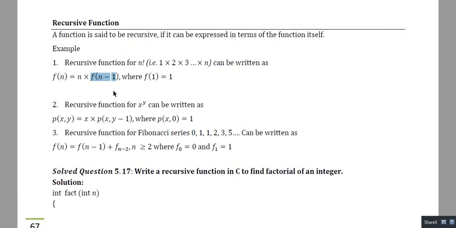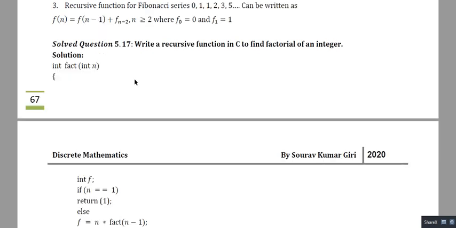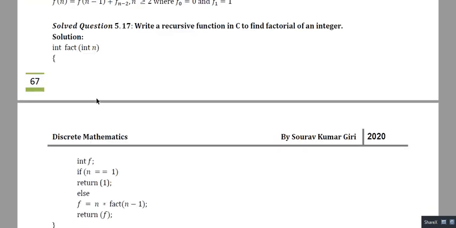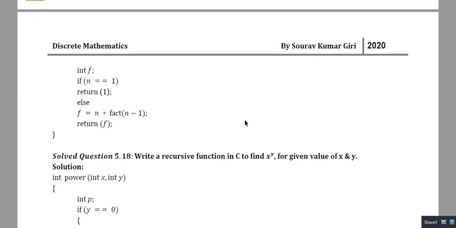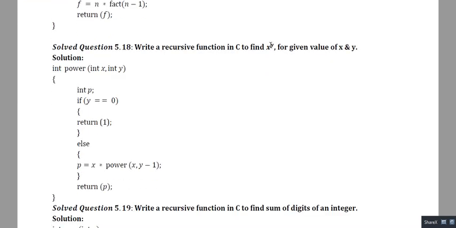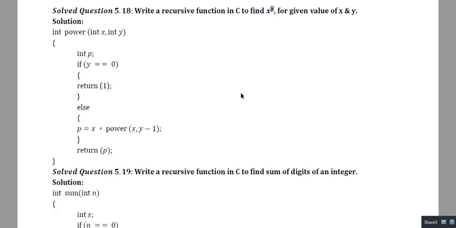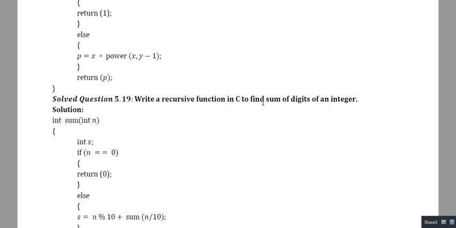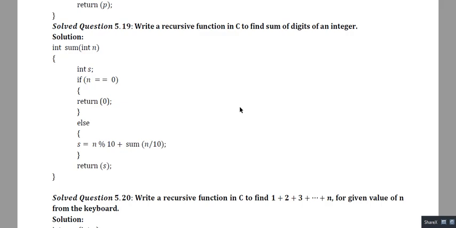So these are very simple recursive algorithms for different problems. The first one is for factorial of an integer, the second is a recursive procedure for x power y, then sum of digits. You can just check these things out.